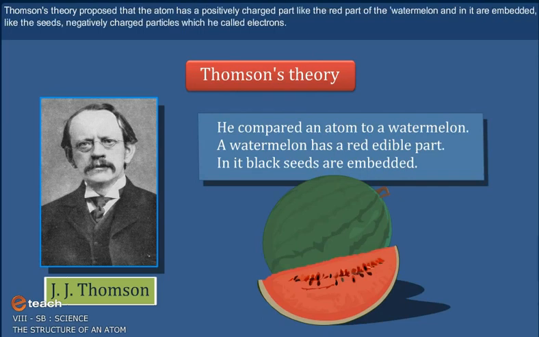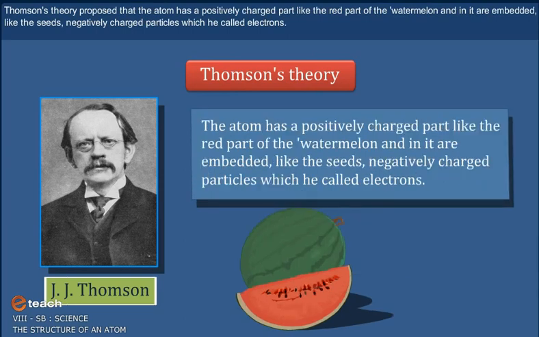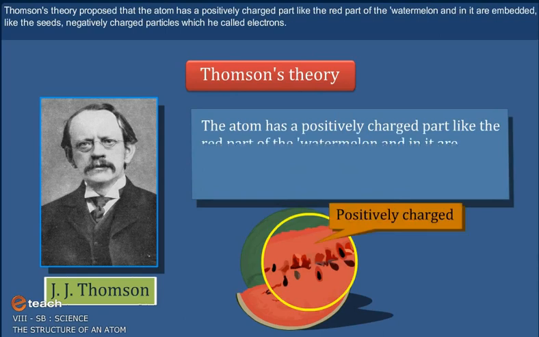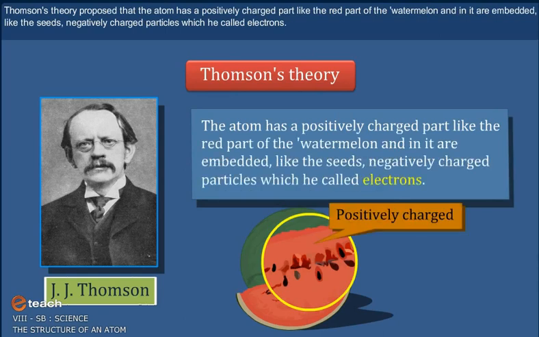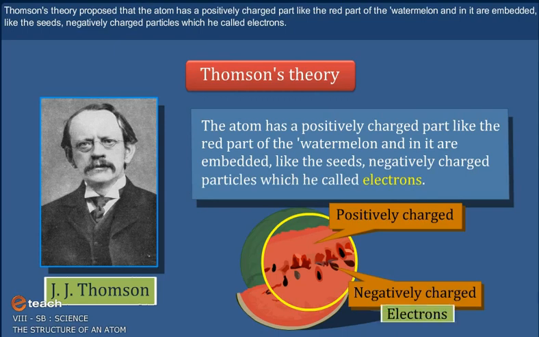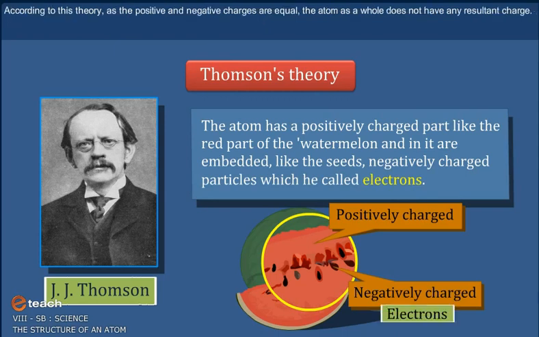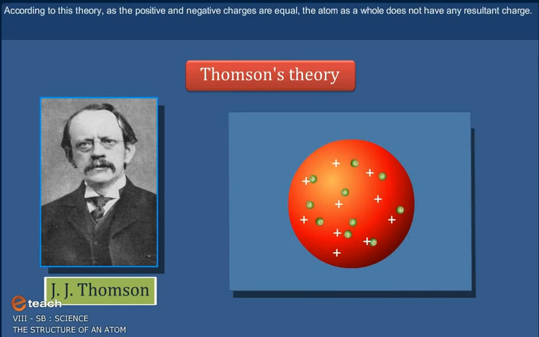Thomson's theory proposed that the atom has a positively charged part, like the red part of the watermelon, and in it are embedded, like the seeds, negatively charged particles which he called electrons. According to this theory, as the positive and negative charges are equal, the atom as a whole does not have any resultant charge.